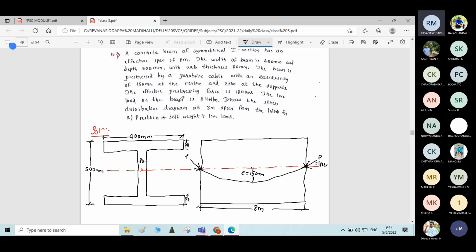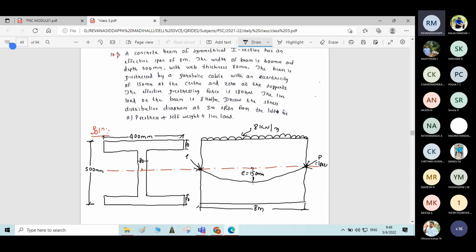Okay, the live load on the beam is 8 kilonewton per meter. Let me write the diagram for the live load. Live load acting along the length of the beam is how much? 8 kilonewton per meter.